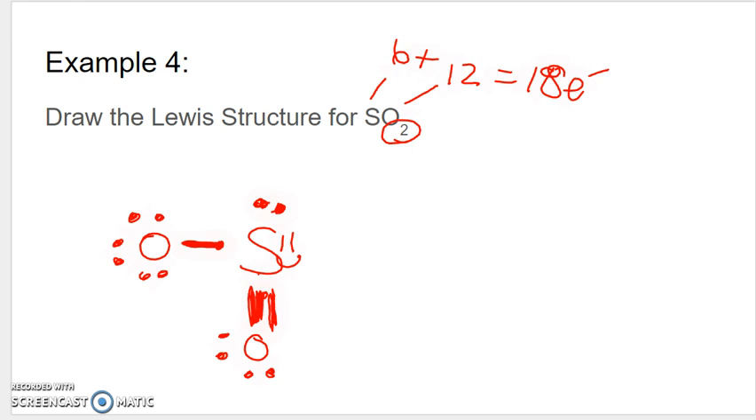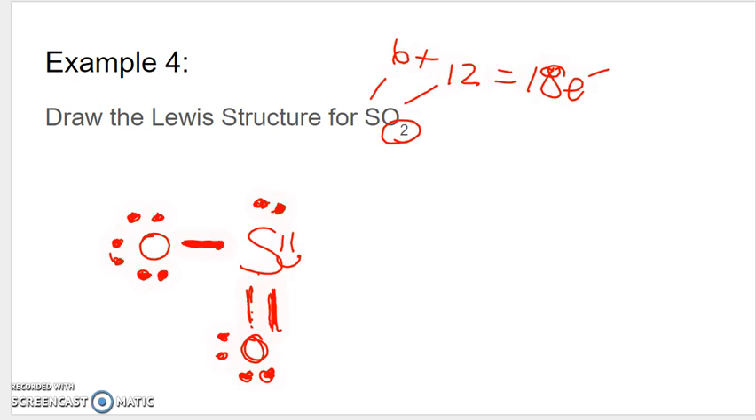Super. And then each oxygen also. This one down here at the bottom, 2, 4, and then 6, 8. Oxygen up here, 1, 2, 3, 4, 5, 6, and then 7, 8. So now we are following the octet rule, and we have a double bond here. So sulfur is double bonded to one oxygen and single bonded to the others.